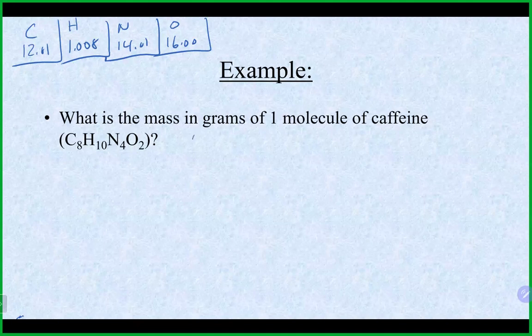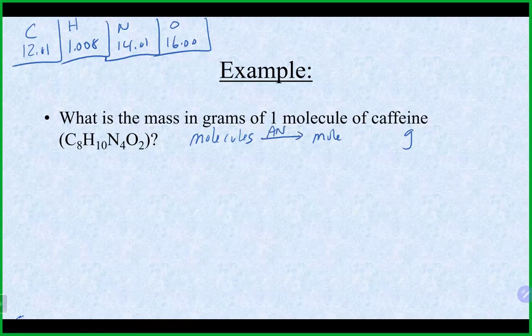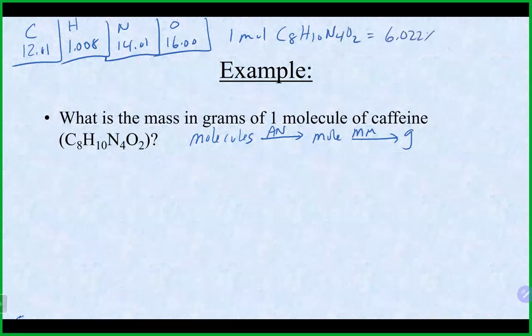So again, we're going to start with molecules, which does tell us Avogadro's number should be involved. We want to get to grams. And as we saw in that previous one, it is the moles that tie both of those together. So we will need a similar path here: Avogadro's number to get us some moles, and then to take us the rest of the way, we need the molar mass conversion from the periodic table. So we do know that 1 mole of this guy here, biggest formula ever, is 6.022 times 10 to the 23 molecules.